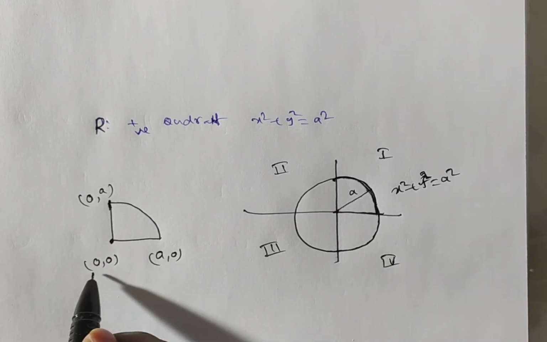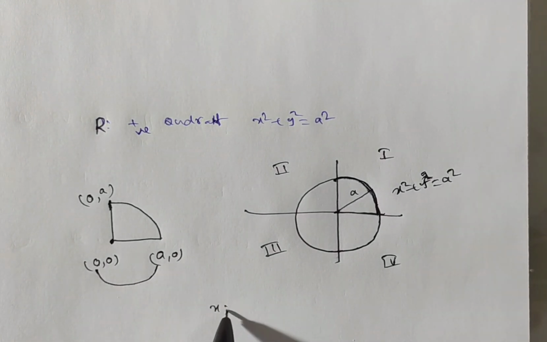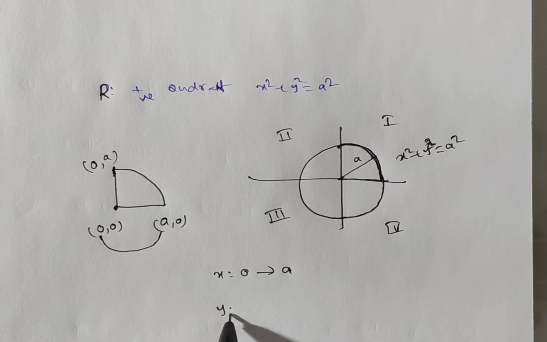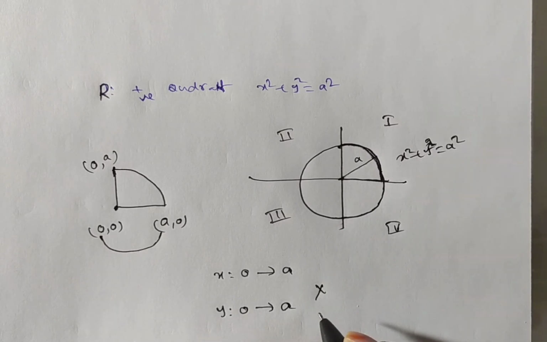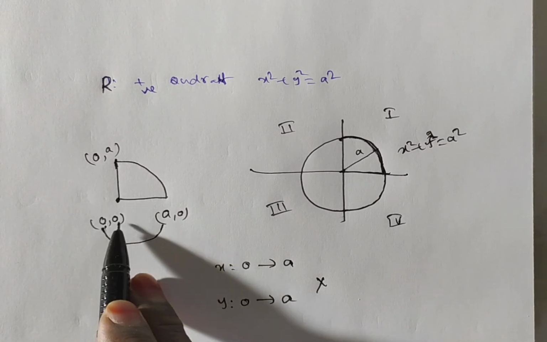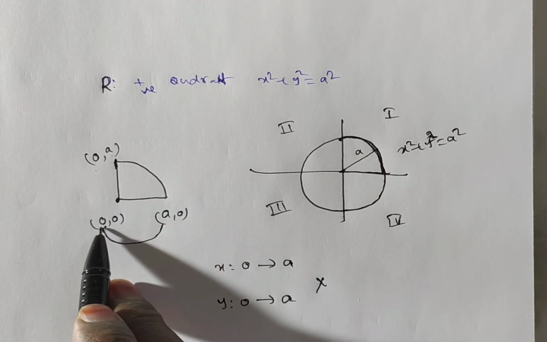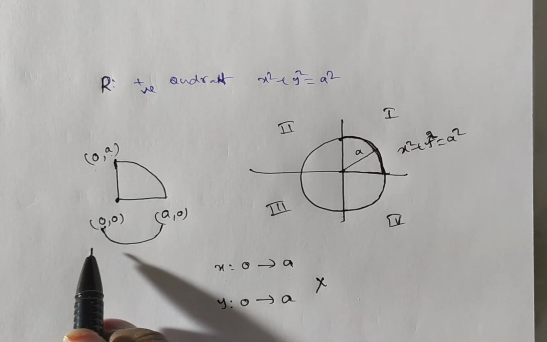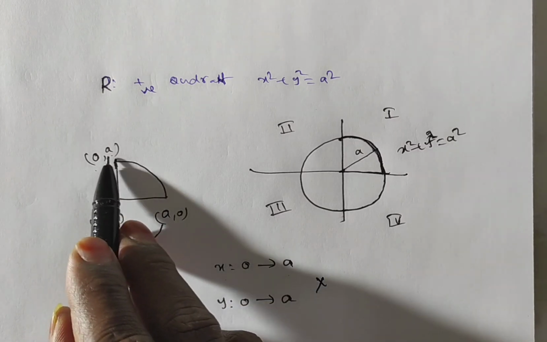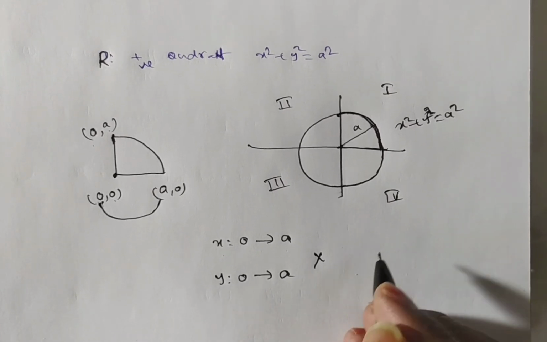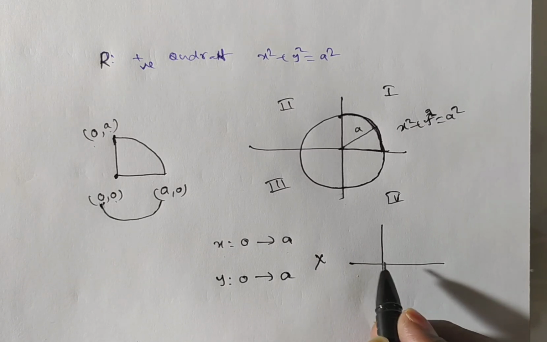In this case you observe x is moving from 0 to a, so the x limits are 0 to a. Next, y also moves from 0 to a. Suppose you take y also from 0 to a, then it is wrong. Why is it wrong? Sir, x is moving from 0 to a and y is 0; that is why you take x from 0 to a. And at 0 comma 0 to 0 comma a, x is 0. So here x is 0 to a and y is 0 to a, and you will think it is correct, but it is wrong. Why it is wrong, you observe. Take the first quadrant in the xy plane.